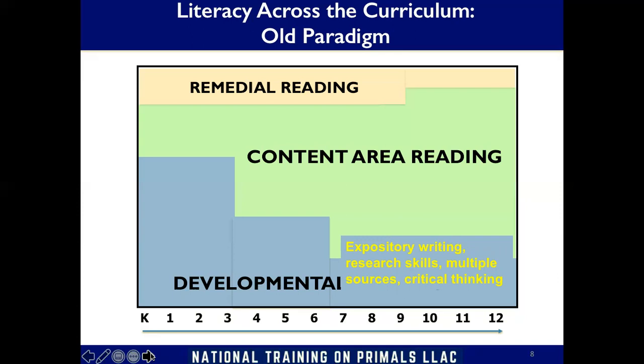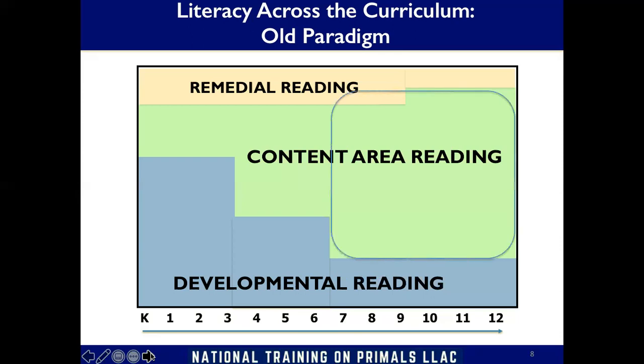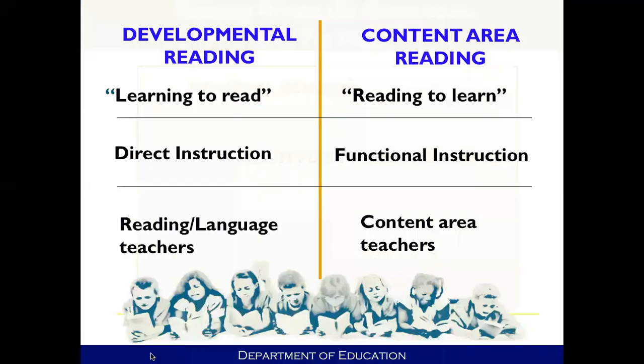As students go up the grades, the emphasis gradually shifts from developmental reading to content area reading. This refers to reading and writing in content subjects, such as math, science, social studies, and literature. At the high school and college level, content area reading takes center stage. We often say, first, you have to learn to read, and then you read to learn.